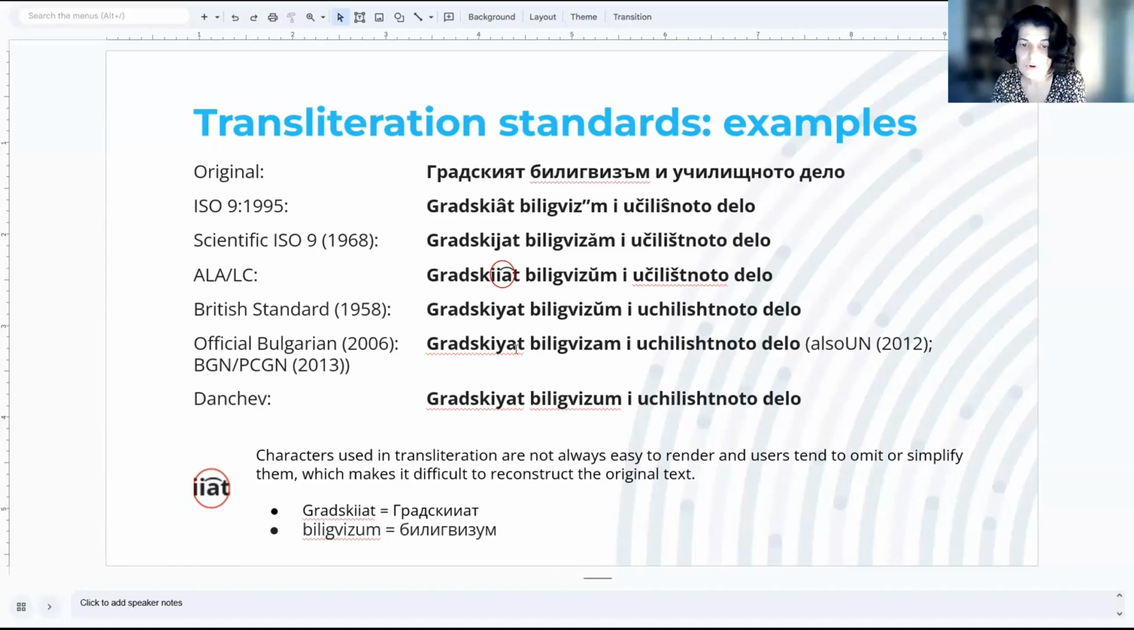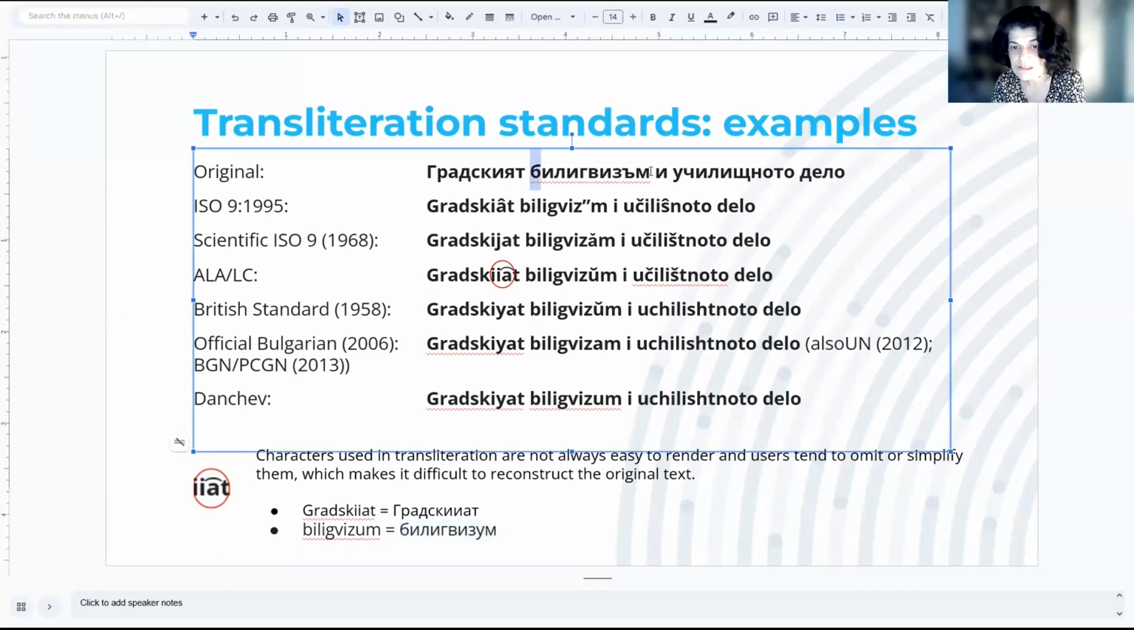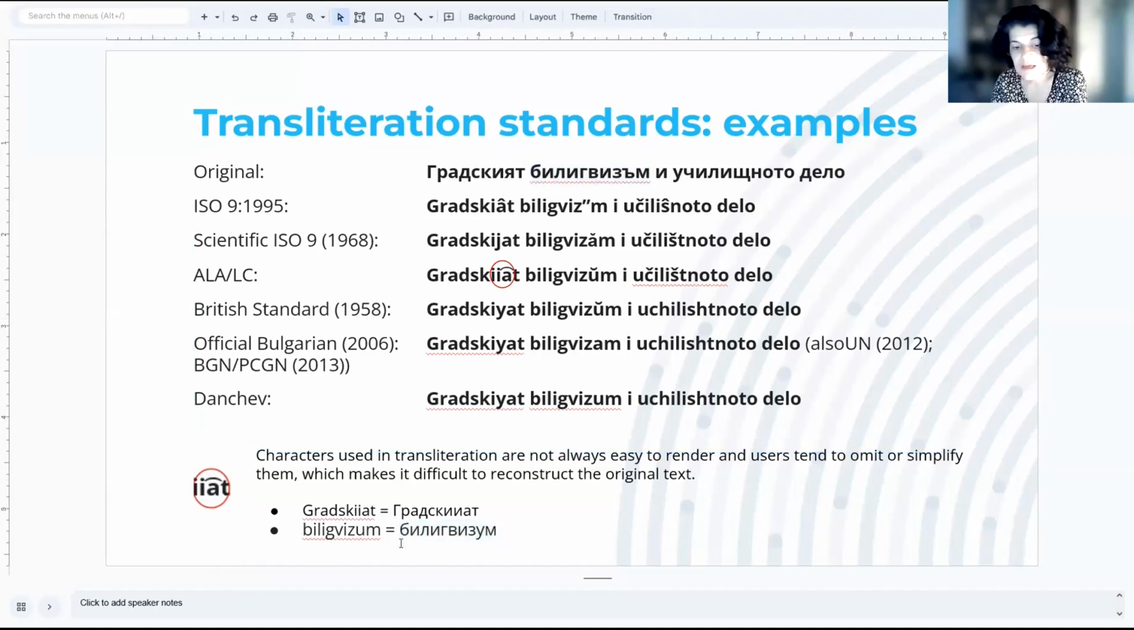So why is this important? We have this combination of characters that is quite difficult to render when typing. So it often happens that people just omit the sign, this diacritic sign above A. And then if you try to reconstruct the original spelling using the same tables, the same guidelines, you get this, which is different from this, and it's pronounced differently. And this is where errors are generated.